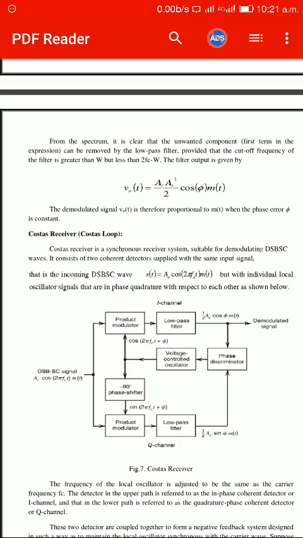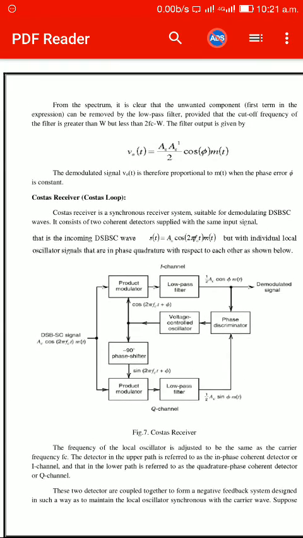We apply the same input signal to these two coherent detectors, that is, the DSBSC signal. And one individual block we use as a local oscillator. The voltage controlled oscillator acts like a local oscillator, and the local oscillator signals it generates are such that one is in phase and the other is in quadrature phase with respect to each other.